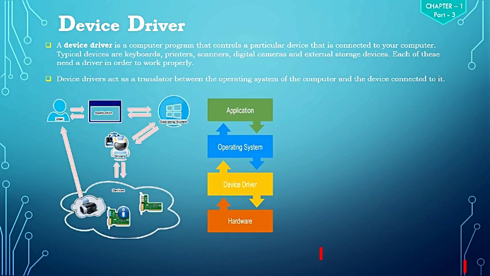We can understand with this picture. So here is a user, and this user wants to use a printer. He will open an application and give the command through this application to the operating system. The operating system will search for an appropriate driver of the device and send the information to that device.